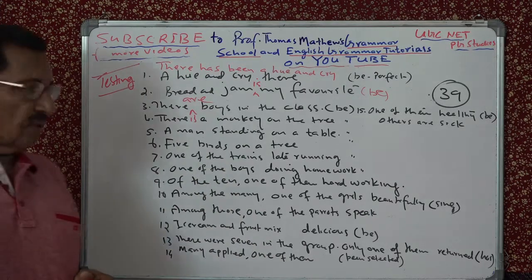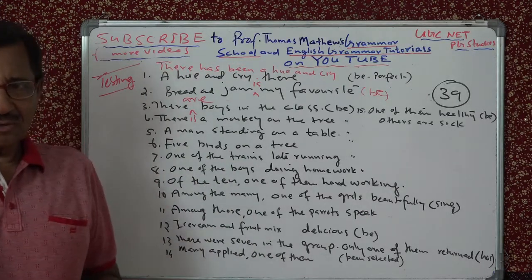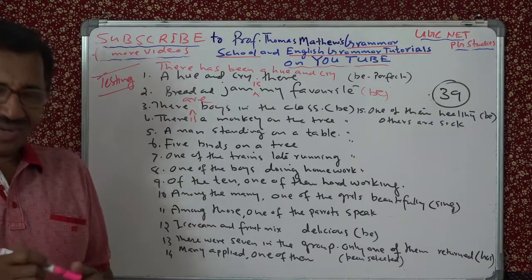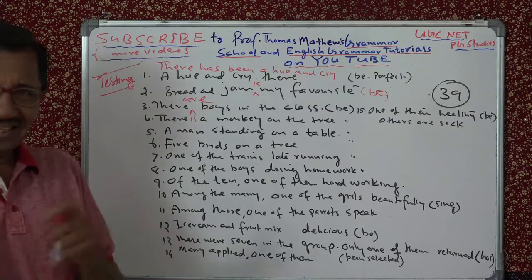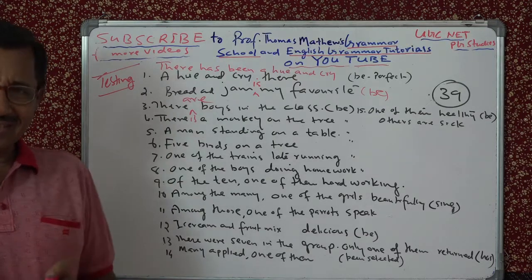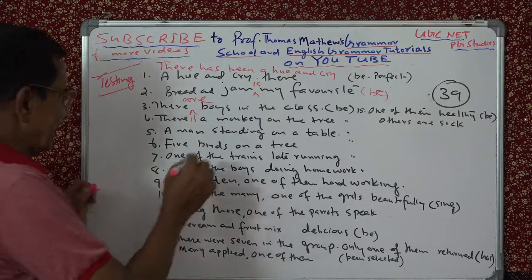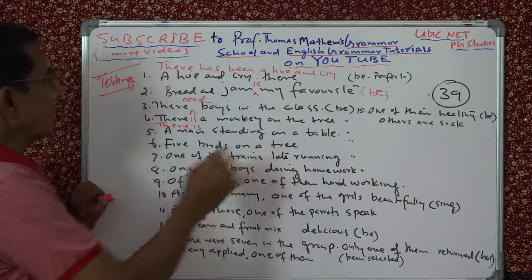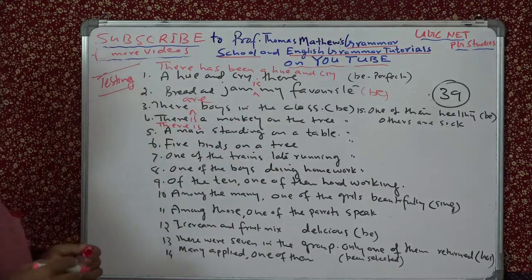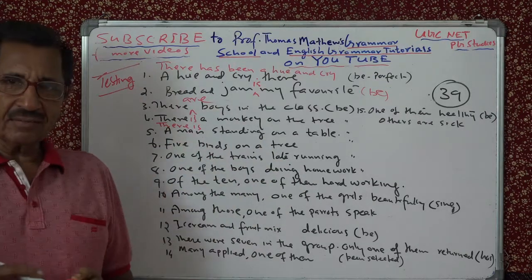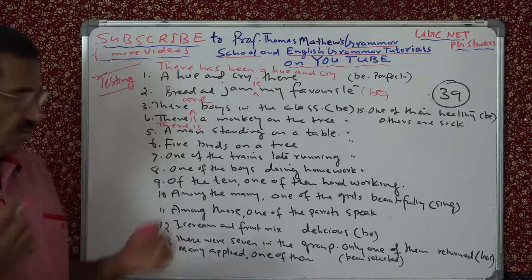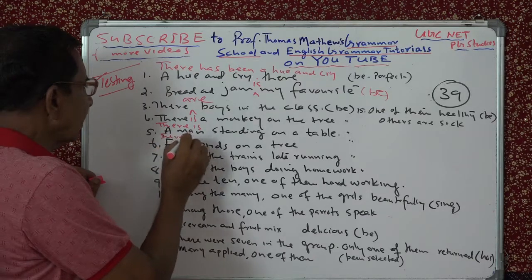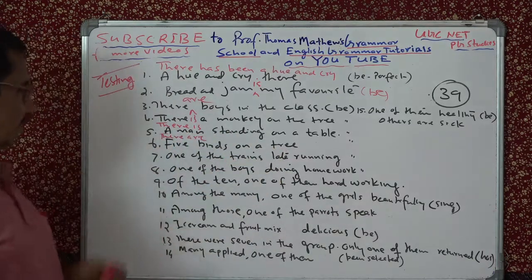A man standing on a table, I don't know why. Why should he stand on a table? You have no idea. But anyhow, how will you rearrange the sentence? There is a man standing on a table. Five birds on a tree. There, that is understood. You have to insert there. There are five birds on a tree.